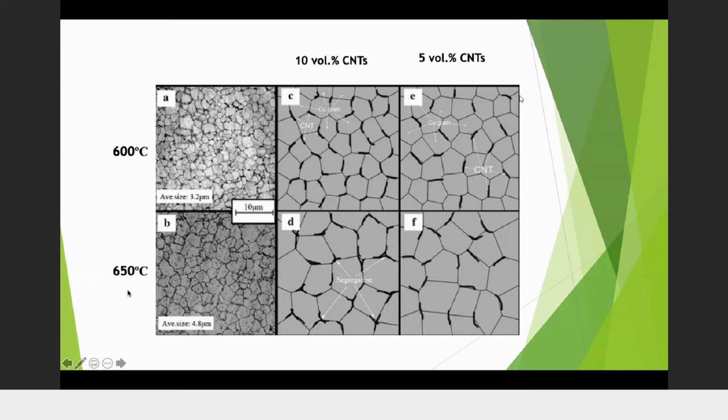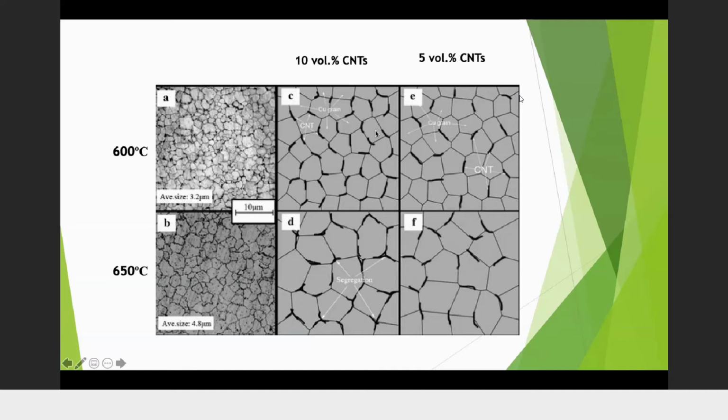Okay, so in this one we have two sintering temperatures, one at 600 degrees C and one at 650 degrees C, but we also have a second phase here, carbon nanotubes, at 5 volume percent and 10 volume percent. So let's say we compare at 600 degrees, with 5 volume percent and 10 volume percent. You can see that the carbon nanotubes are distributed evenly in both. If more volume percent of carbon nanotubes is incorporated, then you have more in your microstructure.